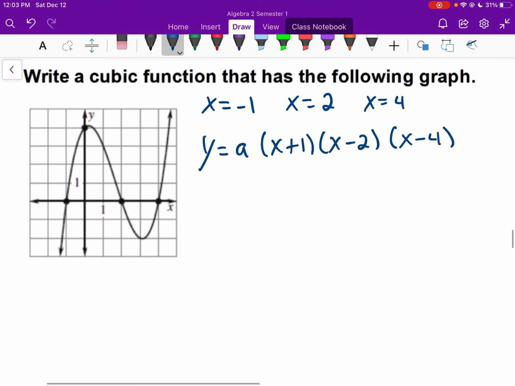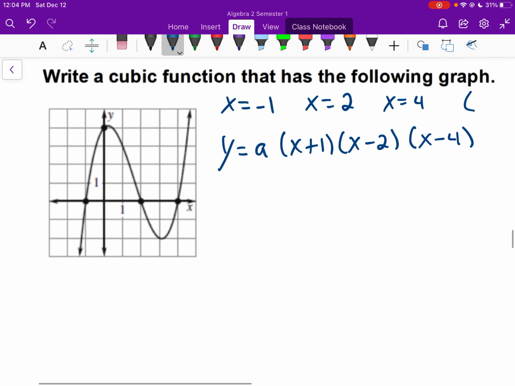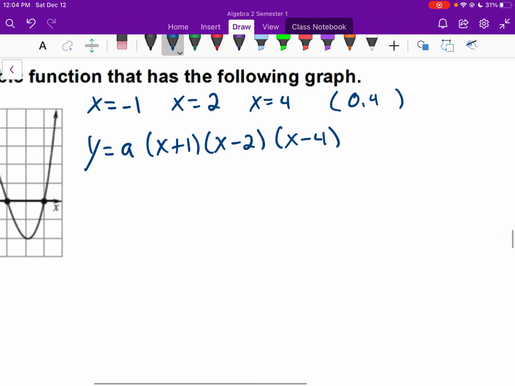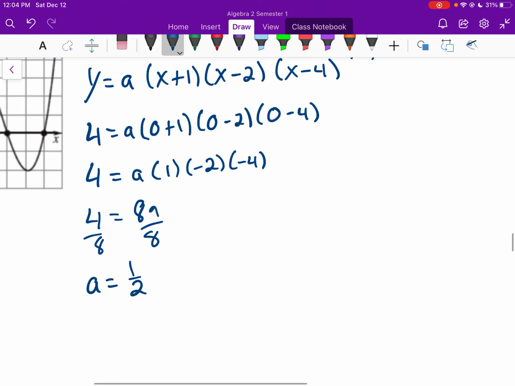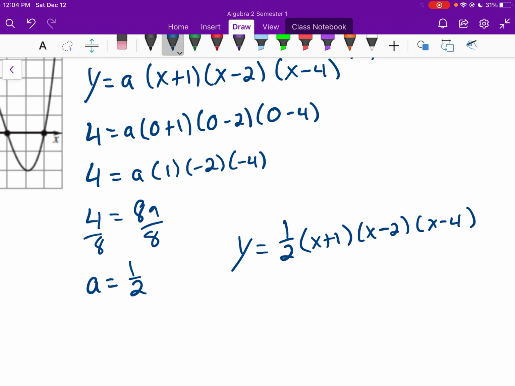Now we need to find that other point. That point looks like 0, 4. Using that point, plugging it into x and y, we got 4 is equal to a times 0 plus 1 times 0 minus 2 times 0 minus 4, which gives us 4 is equal to a times 1 times -2 times -4. Multiplying that out, we get +8, so it's equal to 8a. Dividing by 8, you get 4/8, which is 1/2. So again, plugging that a value in, we get y is equal to 1/2 times x plus 1 times x minus 2 times x minus 4.